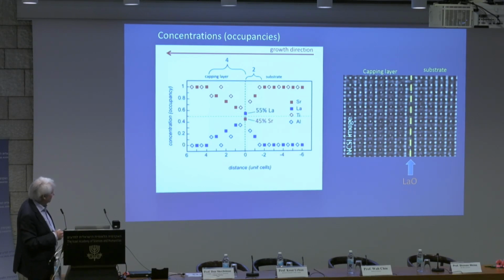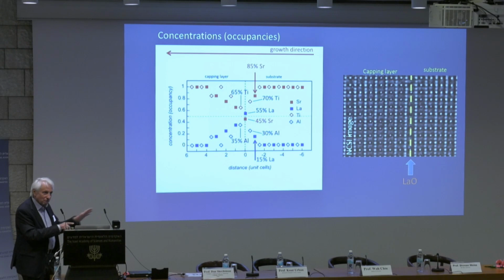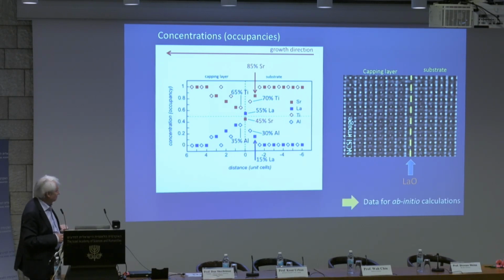Just an example. This should be the pure lanthanum layer. And you see, only 55% lanthanum, and the rest is strontium. Or this should be here with these arrows. This should be a pure strontium layer. It's only 85% strontium, and the rest is lanthanum. So we have a lot of intermixing going on, which nobody could measure in another way than using this technique. And this then can be used in ab initio calculations, and they have been done, but that's not the topic of this talk.